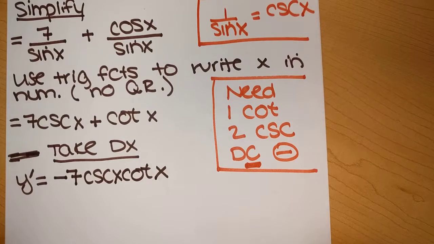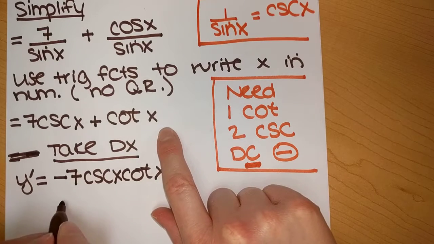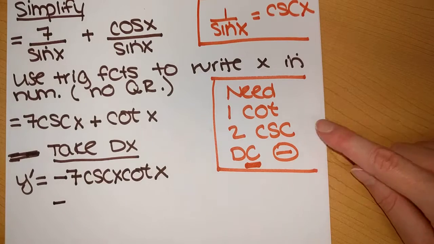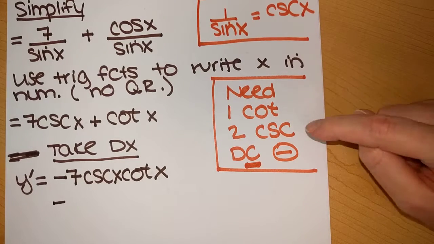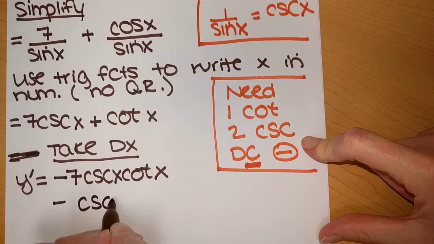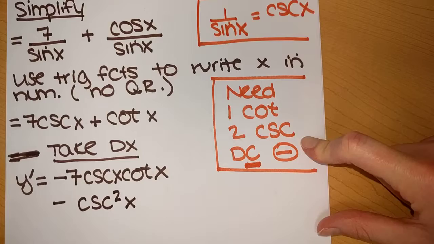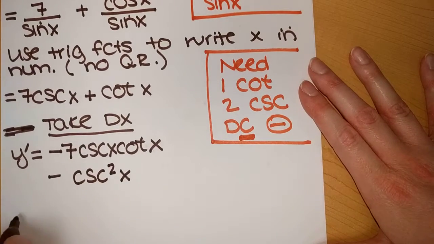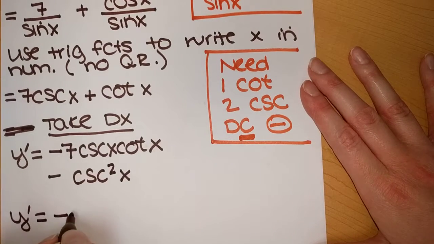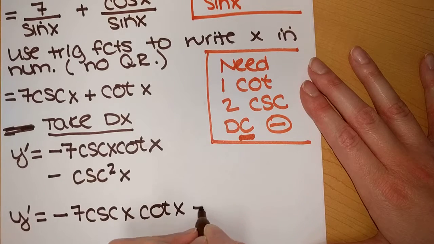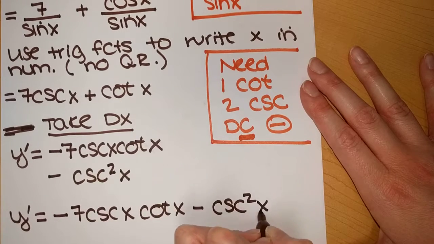Now for the second term, cotangent x, you know that is going to give you a negative because you're differentiating a c function. And then because you have 1 cotangent, you're going to end up with 2 cosecants, and you'll get cosecant squared x. Now, I really don't like how I wrote this, it should be one complete line here. So negative 7 cosecant x cotangent x minus cosecant squared x.